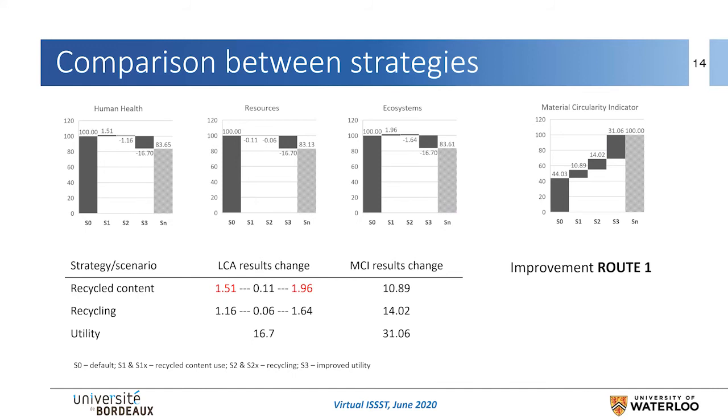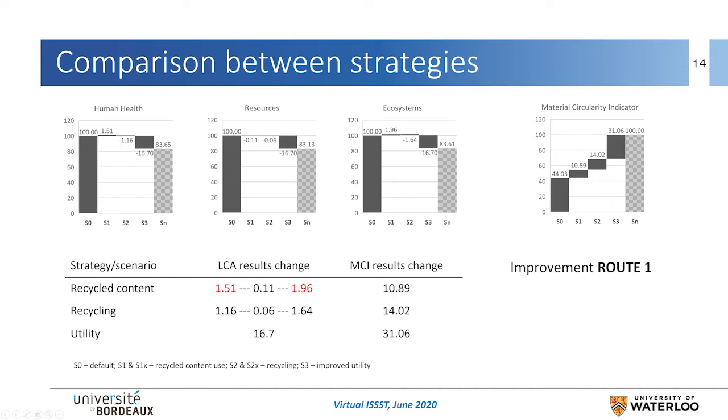To show our results, I'll first explain what these four charts mean. The first three charts relate to life cycle assessment results: human health, resources, and ecosystems. On the right side, we have the material circularity indicator. So what do these charts represent? We have these three different scenarios: the recycled content scenario, recycling, and utility, and they are all given as incremental increase or decrease from the default scenario.